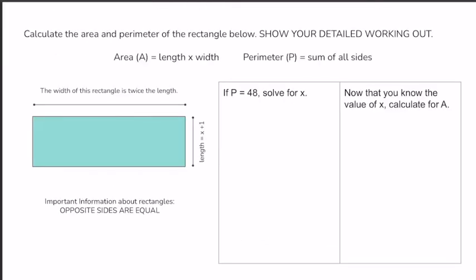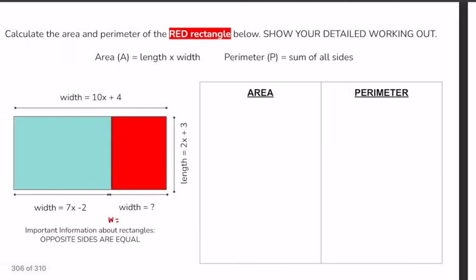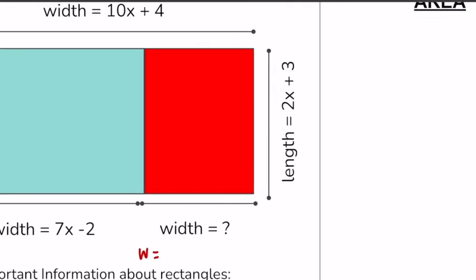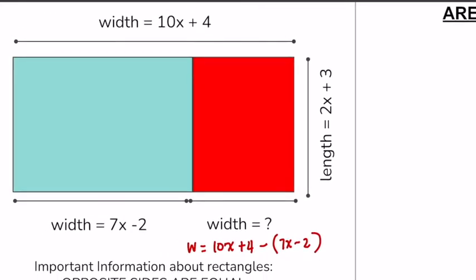rectangle is, okay, how did we skip to that page immediately? Is 10x plus 4 minus bracket 7x minus 2. Now, why did we need to bracket this one? Because we are subtracting the whole two terms, both terms. So that means we have to distribute the negative sign to everything in the bracket, okay?